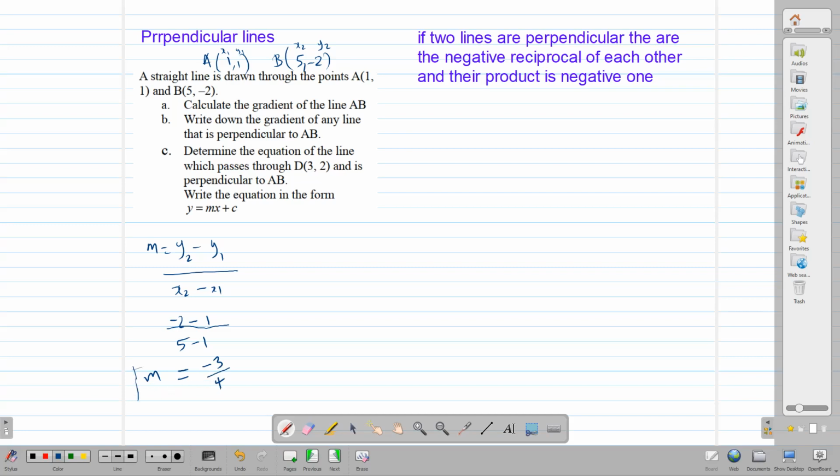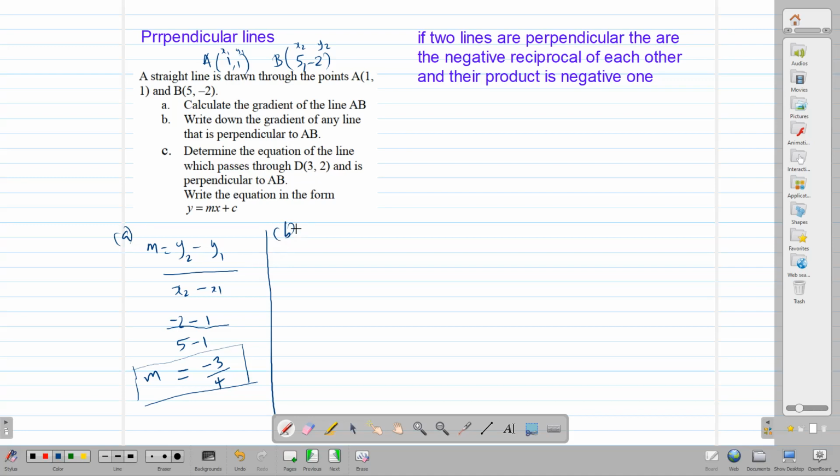This is the gradient of the line that would pass through AB. So this is the gradient of AB. All right. The next thing to find is part B. So this is part A. Write down the gradient of any line perpendicular to this line.